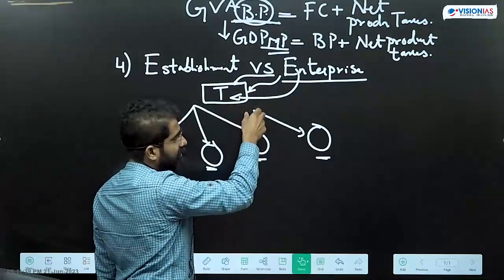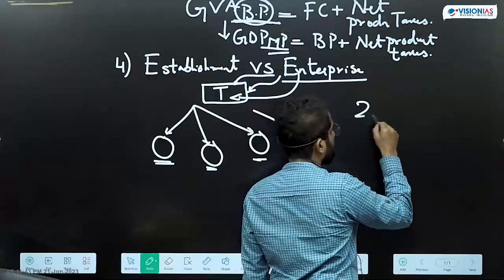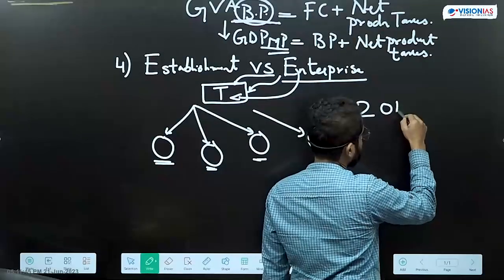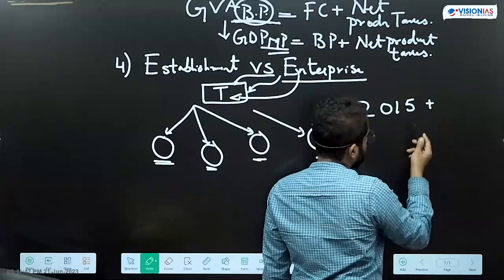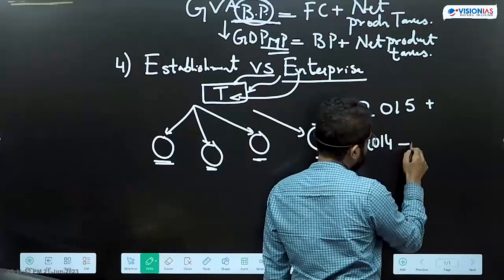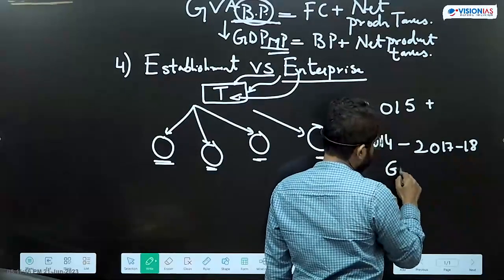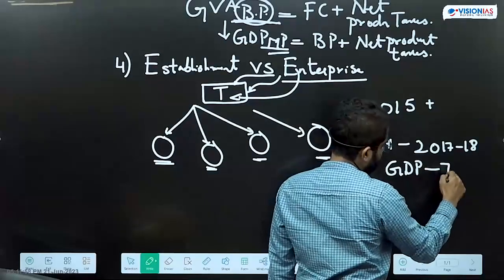And second is, what happened is after this calculation, after 2015, India was projecting something like 2014 plus to 2017-18. We were projecting a GDP growth rate of around 7.1%.